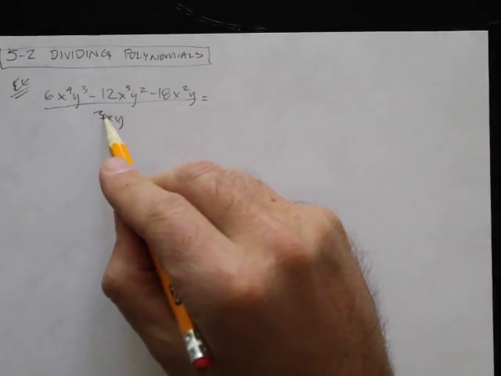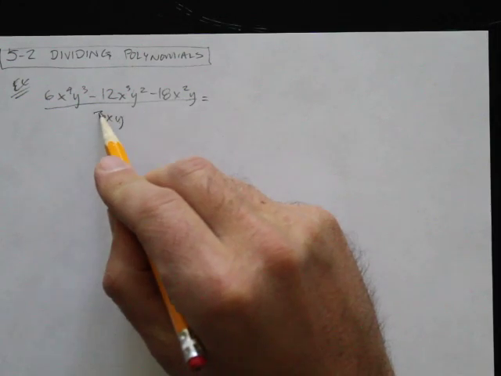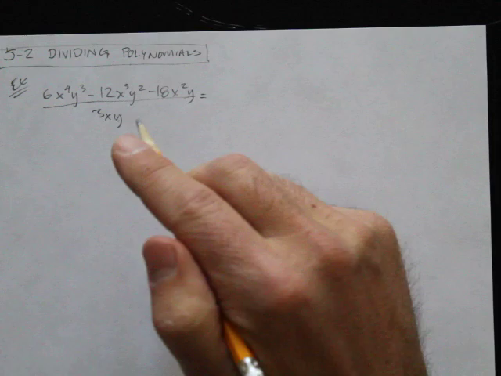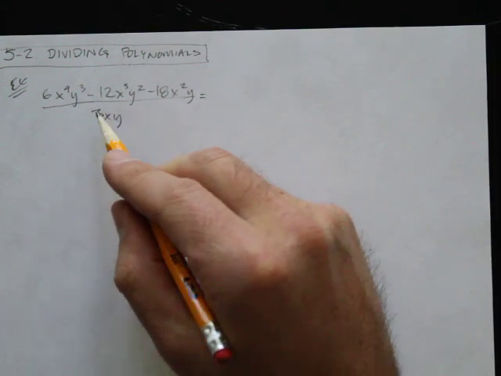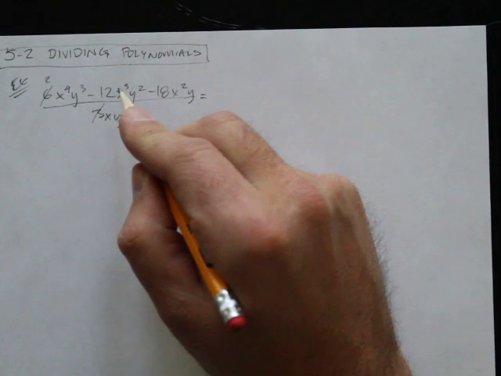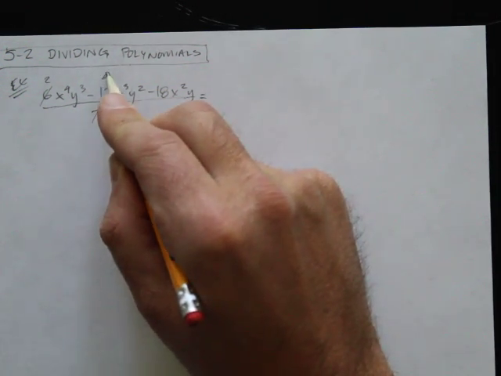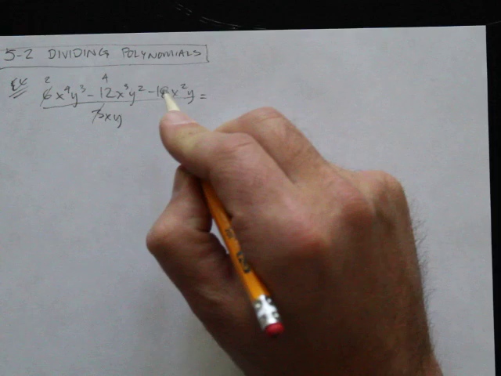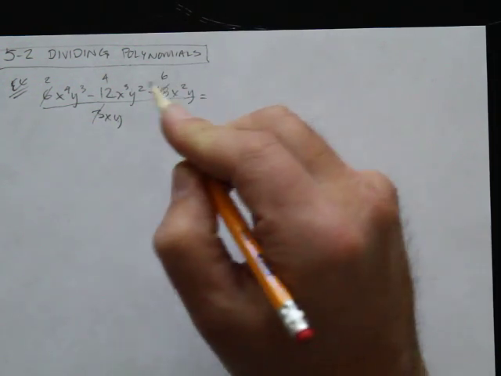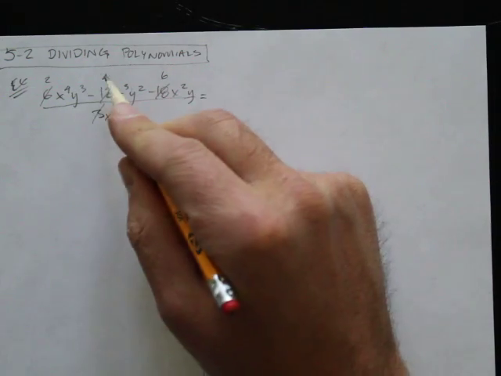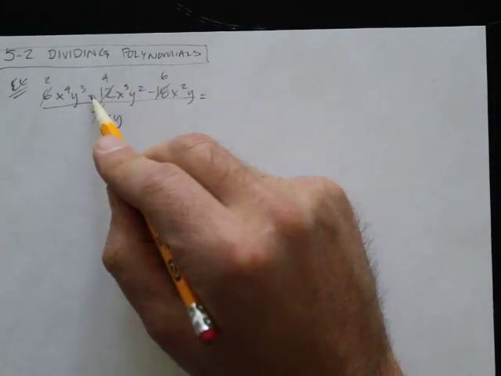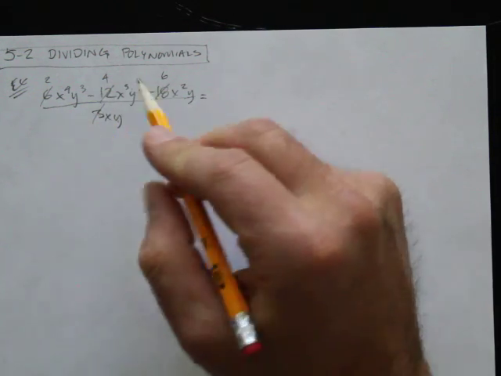3 can go into each of these, so I can cancel or simplify this 3 out of here. So 6 divided by 3 is 2. 12 divided by 3 is 4. Remember, there's a negative here. 18 divided by 3 is 6. So I'm going to cross those out because I have factored and simplified those. Remember that those negatives are there.